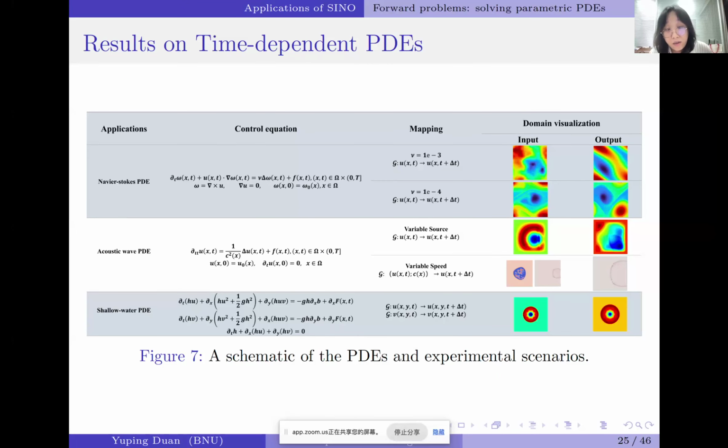With the SINO architecture established, I will now move to the applications, starting with the forward PDE prediction. We evaluate SINO on 3 time-dependent PDEs: Navier-Stokes, acoustic wave, and shallow water. These problems have different dynamics, and we also vary parameters such as viscosity, source, and wave speed.